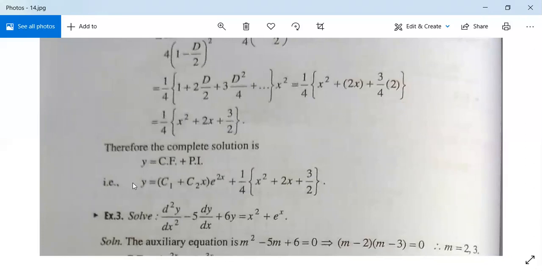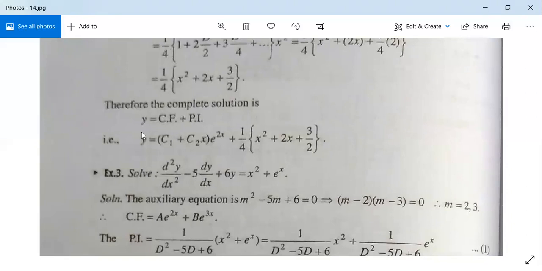So after putting the values, y will be (c1 + c2x) e^(2x) + (1/4)x² + 2x + 3/2. This is our solution. You can see another example.